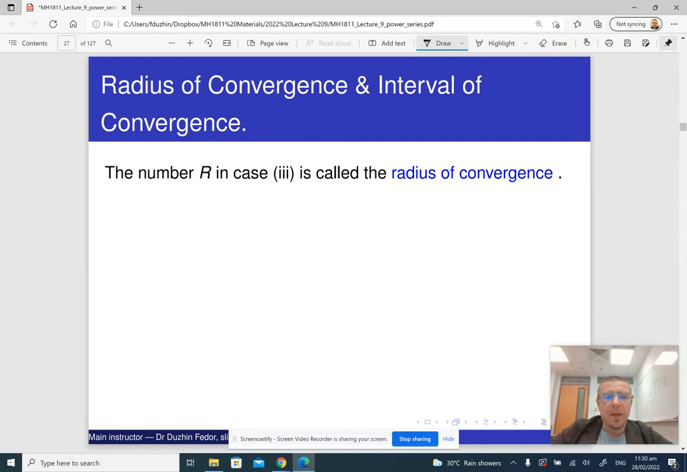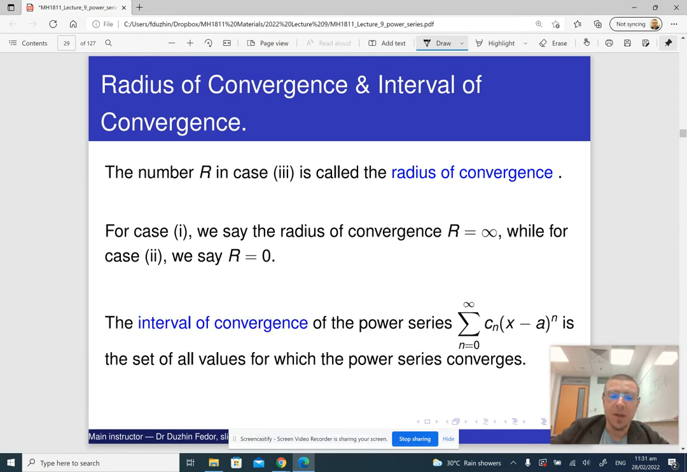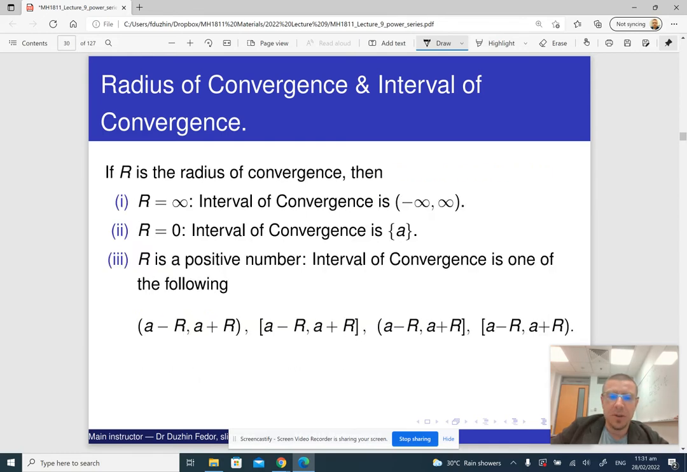So the number r here is called the radius of convergence. In case one, when the domain of the power series is the entire real line, then we just say that the radius of convergence is infinity. And if it is just one point, then we say that the radius of convergence is zero. And the interval of convergence is just the domain of the function represented by the power series, so it is the set of all values of x for which the power series converges.